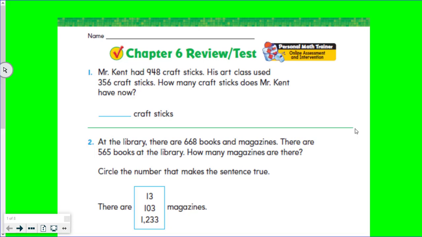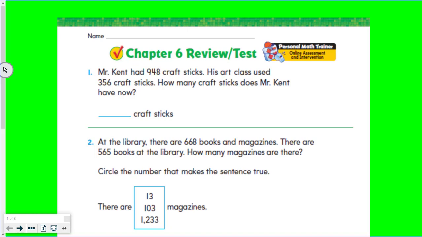So since you've already done your assignment on Think Central, we're going to now work through the Chapter 6 review. Our first problem says Mr. Kent had 948 craft sticks. His art class used 356 craft sticks. How many craft sticks does Mr. Kent have now? So you're going to want to set up a problem over here off to the side.